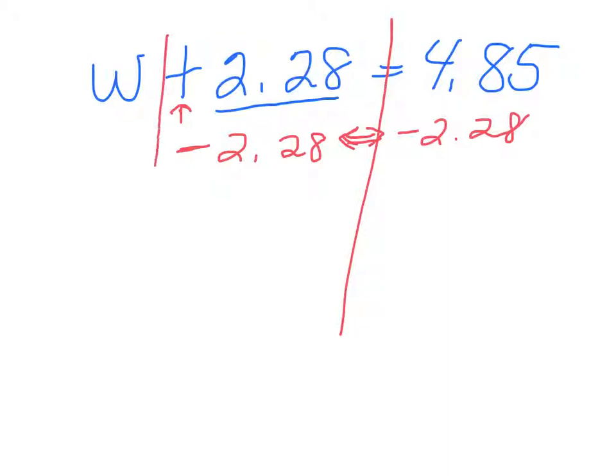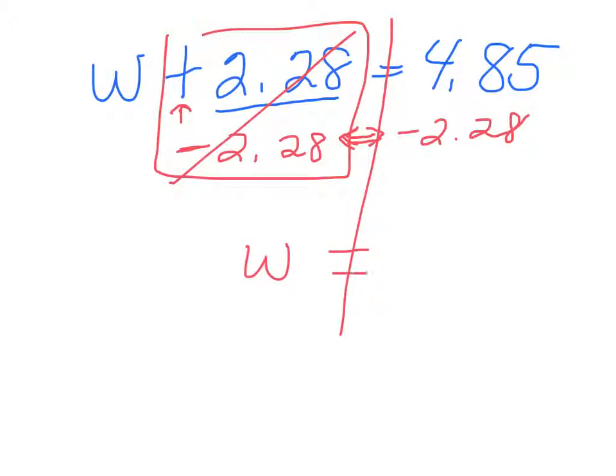All right, let's double check. Positive 2.28 minus 2.28 canceled. Awesome. We have w equals 4.85 minus 2.28. So I need to subtract those.